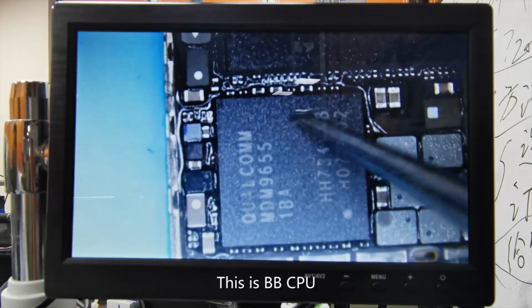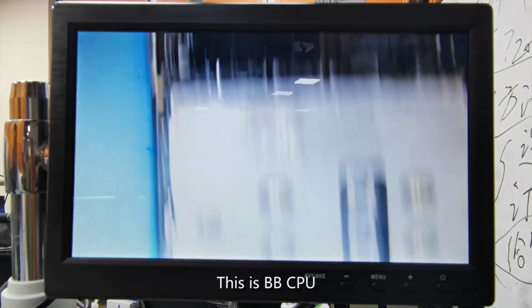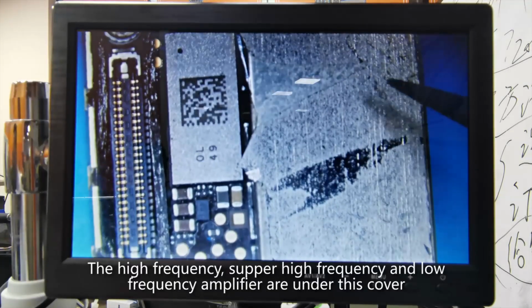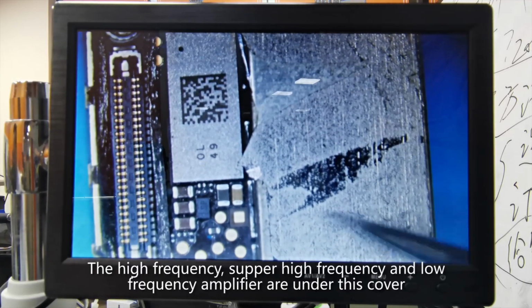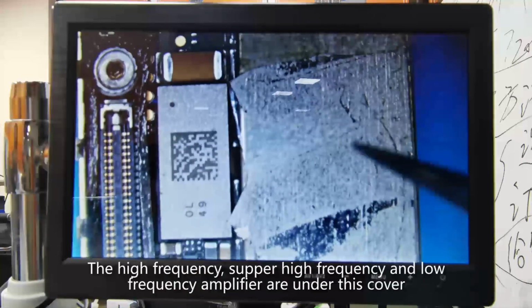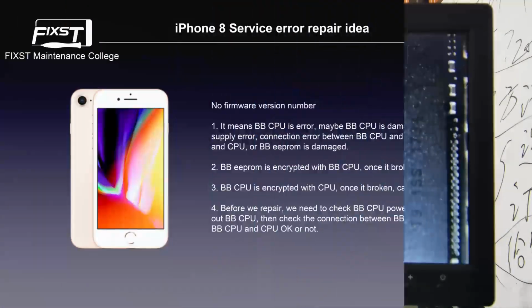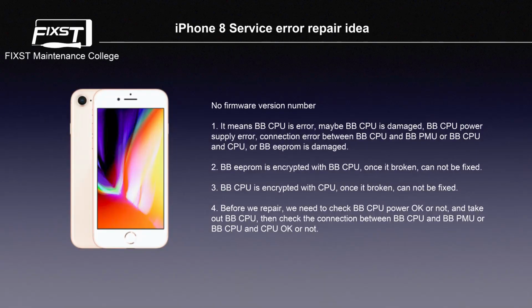This is the BB CPU. The high frequency, super high frequency, and low frequency amplifiers are under this cover. You can see them after taking the cover away. Okay, now back to the topic.